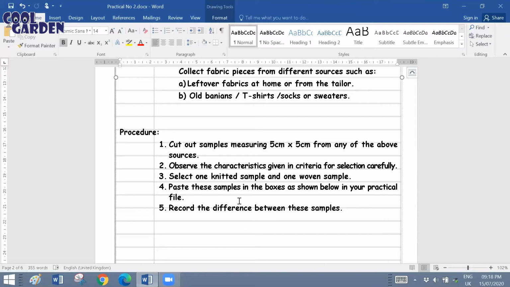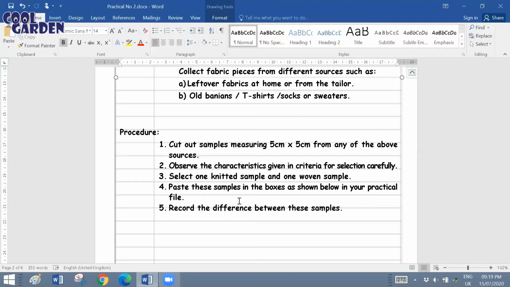After that, each of these, you have to cut into 5 centimeter by 5 centimeter. That is, width and height to be 5 centimeter. Once you have cut this, we need to see these two fabrics visually and understand the characteristics relating to them. So one sample of knitted fabric and one sample of woven fabric we'll be taking, and we will be using these in the observation table.